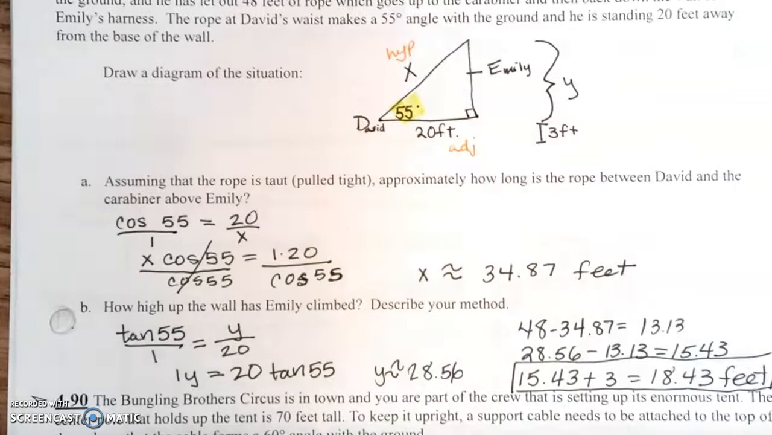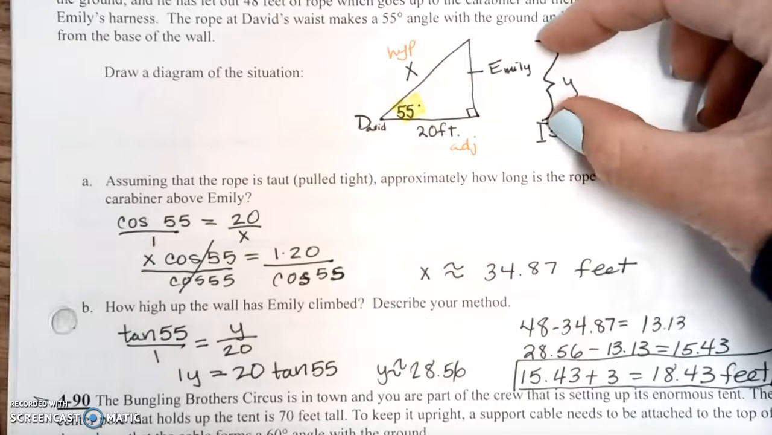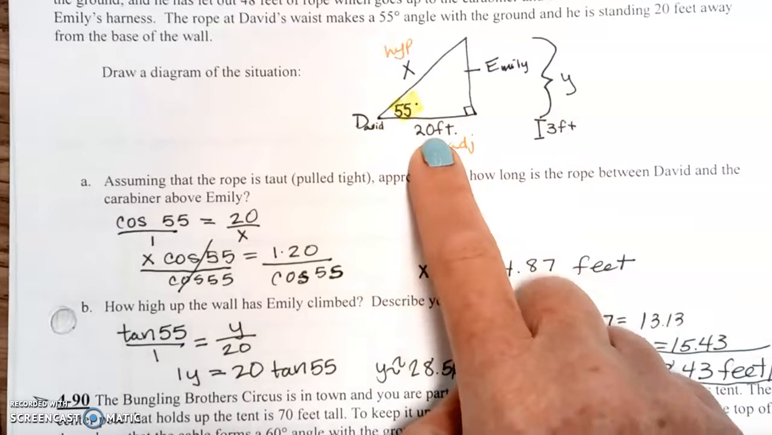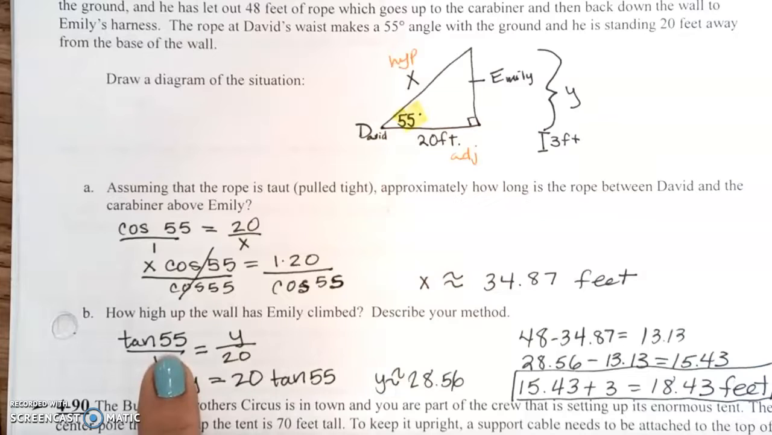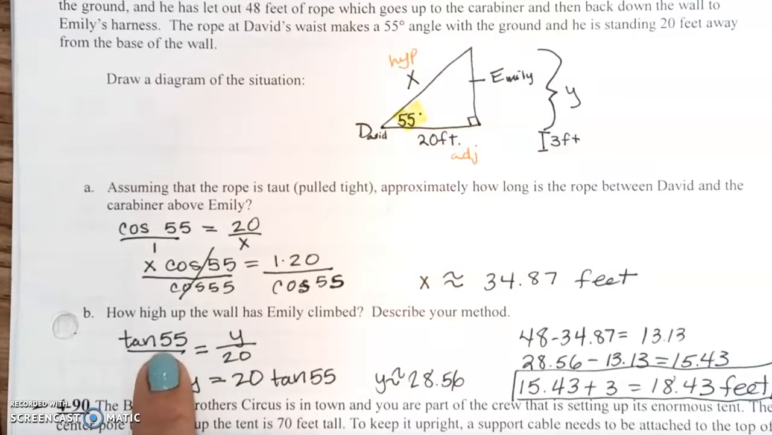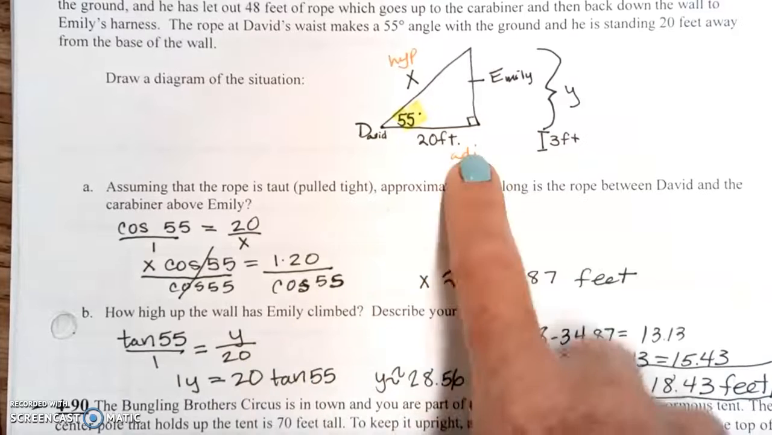Still looking at the same problem, it says, how high up the wall has Emily climbed? Okay, so now we need to know how high she's climbed right here, which is going to be this y amount, which ends up being the opposite, and we already know the adjacent, so we're going to use tangent for part B. You could have also used the Pythagorean theorem since it's a right triangle, but we're going to use tangent. We're going to say the tangent of 55 is equal to the opposite side, which is y, over the adjacent, which is 20.